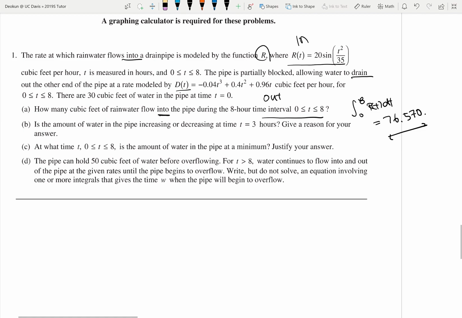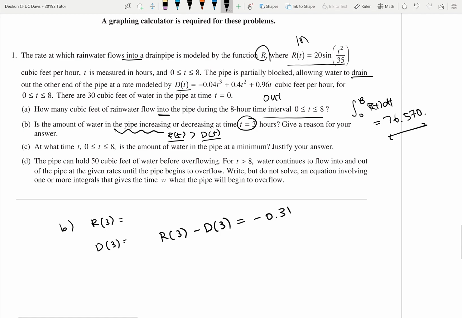Letter B, is the amount of water in the pipe increasing at t equal to 3? So it's asking, is R(t) greater or D(t) greater? If R(t) is greater, then more is going in. If D(t) is greater, then more is draining out. So for letter B, you plug in R(3) and compare that with D(3). If you have plugged in correctly using your calculator, you will get their difference: R(3) minus D(3) is a negative value.